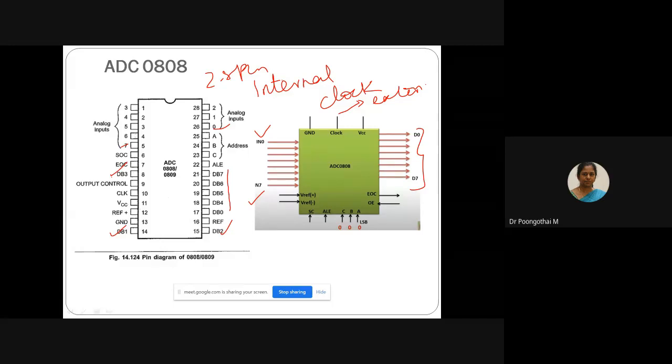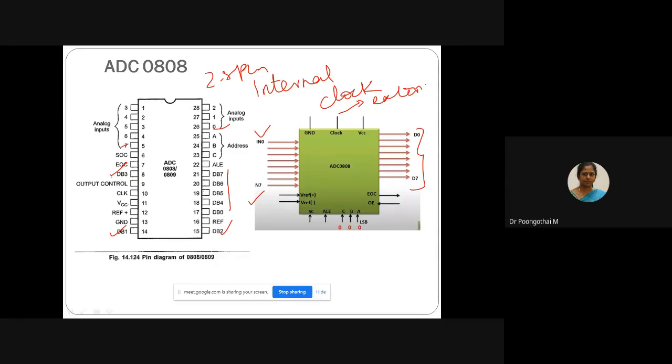So it has 8 input pins, but only one of them can be selected at a time because it has 8 digital output pins. Only one byte it can accommodate. It uses the principle of successive approximation for calculating the digital value, which is a very accurate method. Let's look at the pin description to get more insights into ADC 0808.